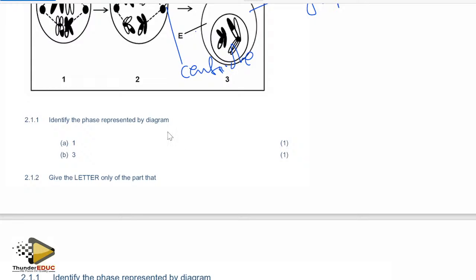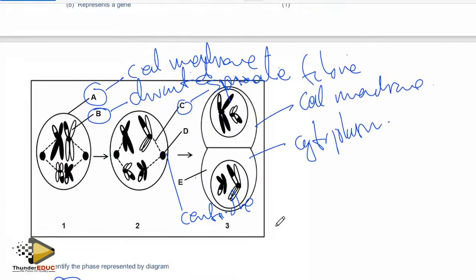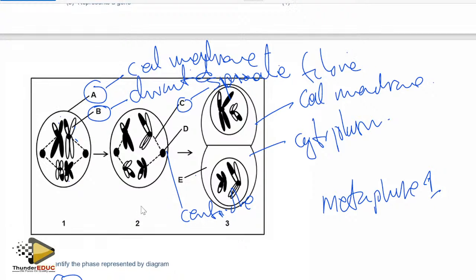Identify the phase of meiosis. Identify the phase represented in diagram number one. You see the chromosomes are in the middle, and they are held by spindle fibers. So basically, this one becomes metaphase. But now, is it metaphase one or metaphase two? Chromosomes are still in double. Therefore, it becomes metaphase one. They have not separated.